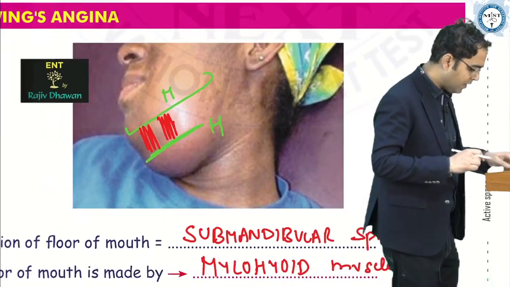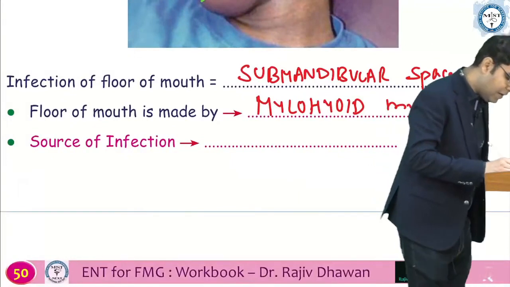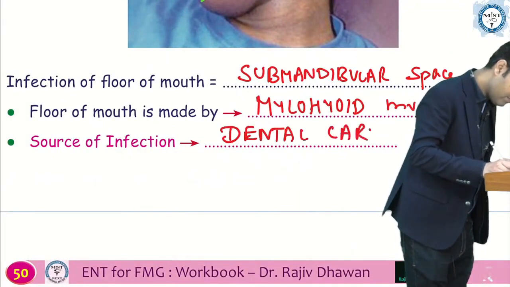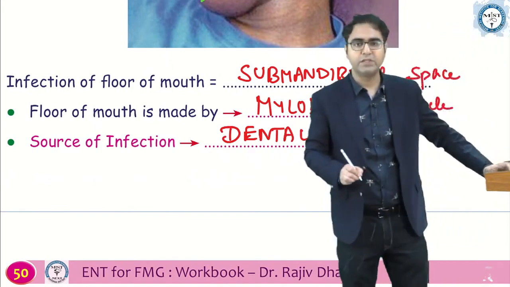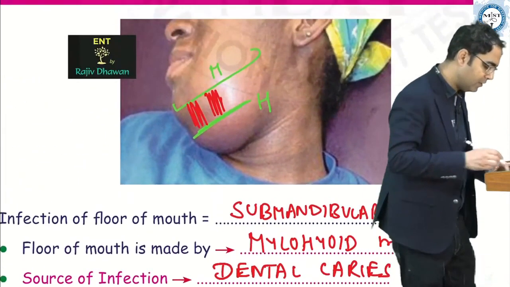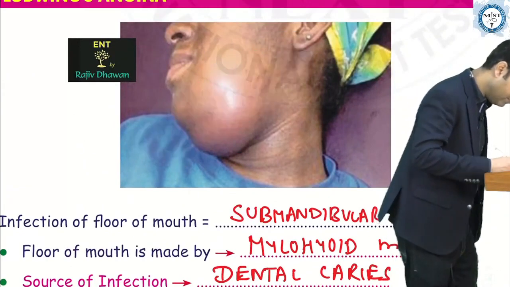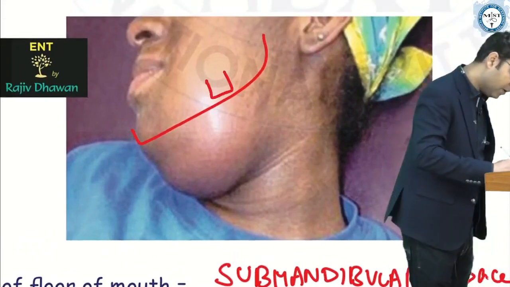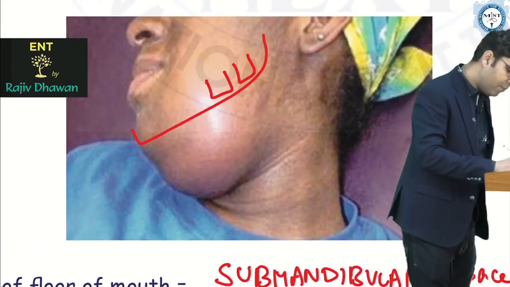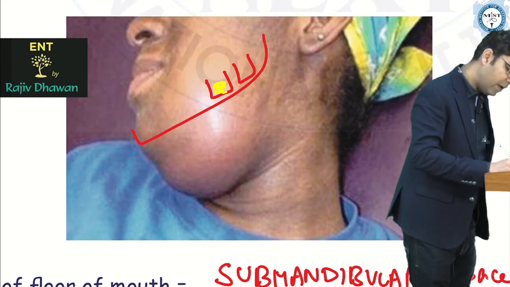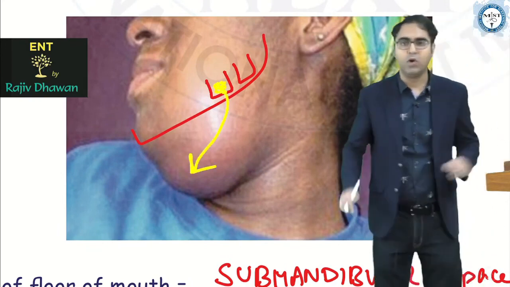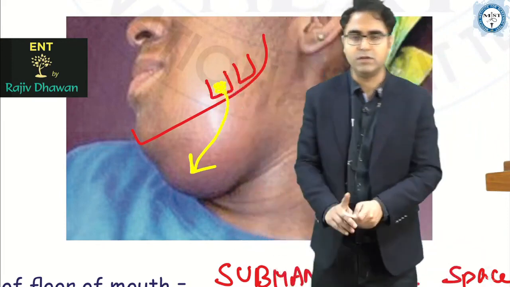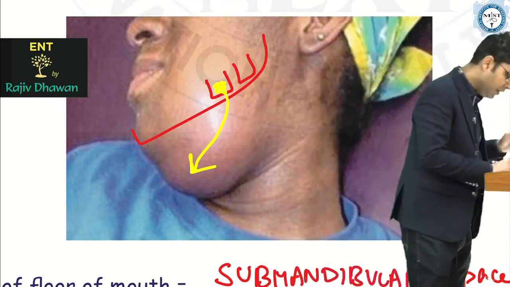Now, next line. Source of infection is dental caries. Look at the screen. Can you see this is the mandible? I hope you know the mandible has molars and premolars. One of the molars or premolars got some caries, infection, and that comes from here. The story will always start with dental infection, okay?